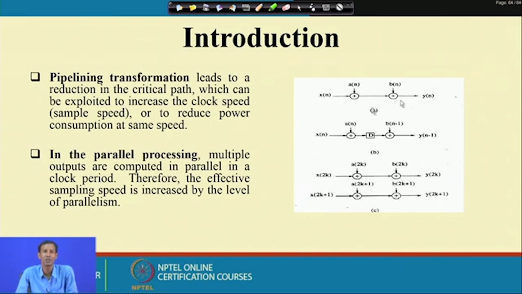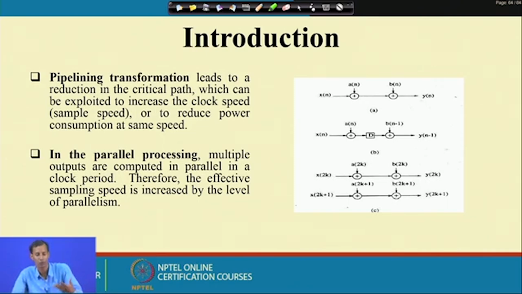At that time, what is the limitation? I cannot reduce the critical path more than the delay of this particular adder. So, I cannot achieve a clock period lesser than this. This is the critical path, or the maximum operating frequency of that circuit, which I can achieve. But I need to increase the corresponding sample speed by more.